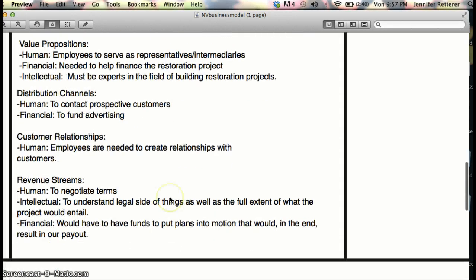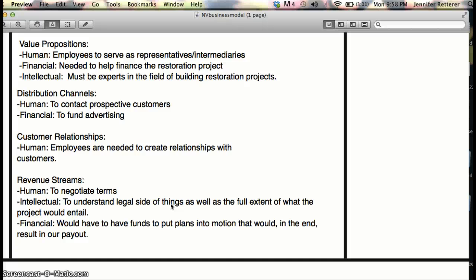Okay, so first of all, our key resources for our value propositions. We would need human, financial, and intellectual. For human resources, we need employees to serve as representatives and intermediaries. Financial, we need help to finance the restoration project. And intellectual, we would need people, or we would have to be ourselves experts in the field of building restoration projects.